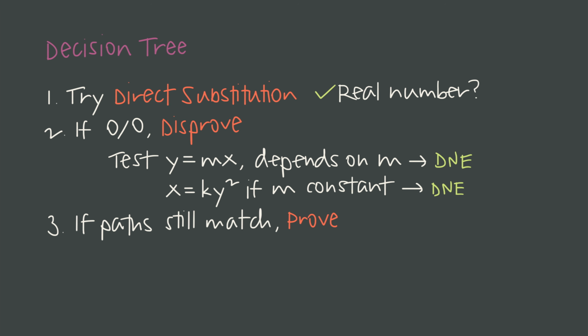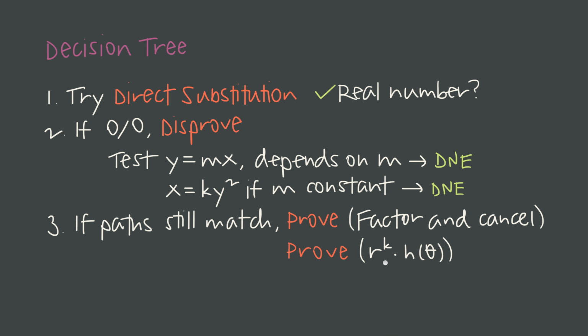That means we go on to step 3, and our first goal is to use algebra, which usually means trying to factor and cancel. And if algebra doesn't work, then we're trying to prove by converting to polar coordinates and looking for that r to the k times h of theta expression. If we get this and k is positive and h is bounded, then we know that the limit is 0. Otherwise, if we get either case 2 or case 3 in polar, then we know the limit does not exist. And if none of that works, we can always try using our famous inequality to squeeze the limit.